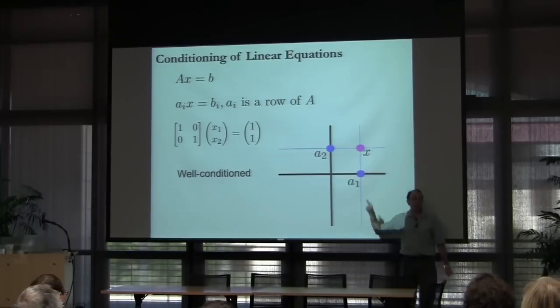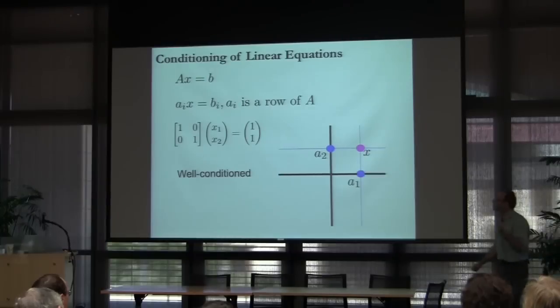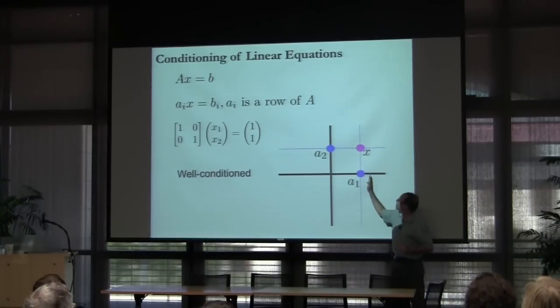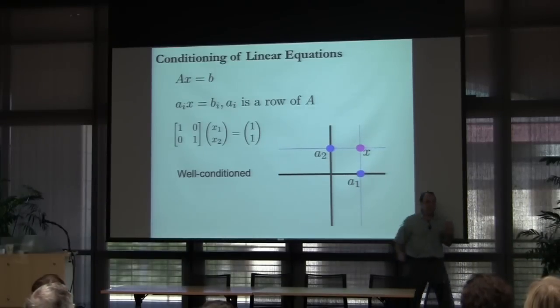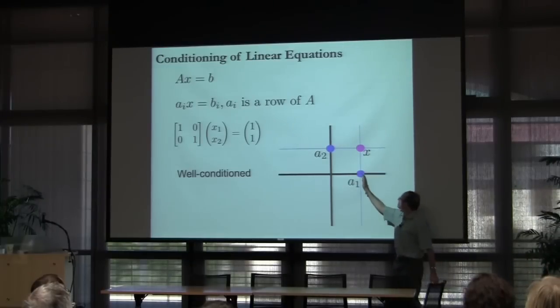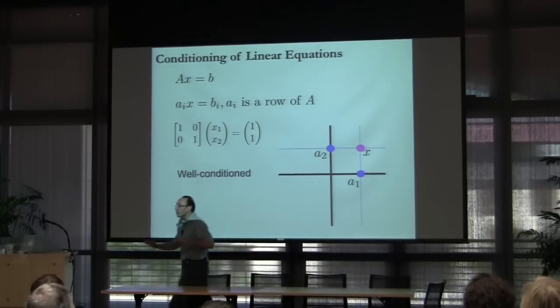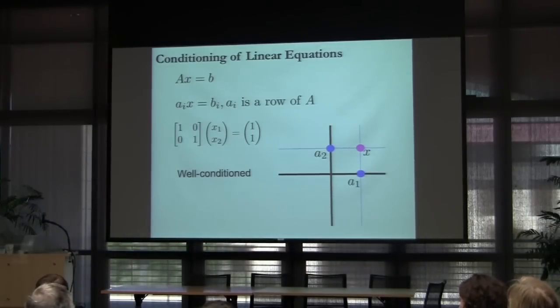This is a very well-conditioned example. If you change the b_i's a little bit, x just moves a little bit. And even if you change the a_i's, or the entries of this matrix, a little bit, it will rotate these lines slightly, but x will not move too much. So this is a wonderfully conditioned example.